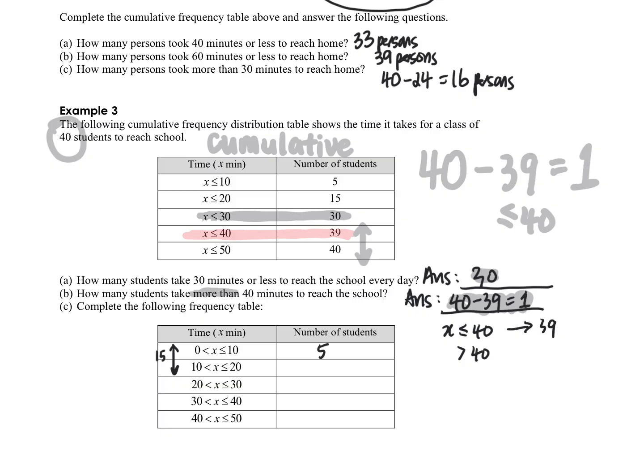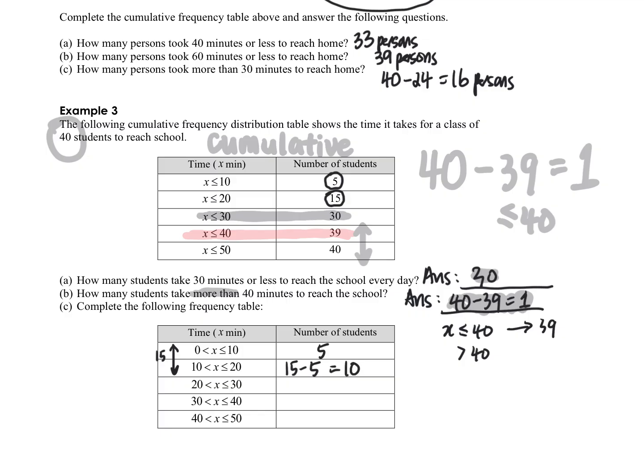Okay? Then cumulative, change back to frequency, right? You need to do subtraction. So up to 20, I have 15 of them. Up to 10, I have 5 of them. So I should take the difference. So there's only 10 here.